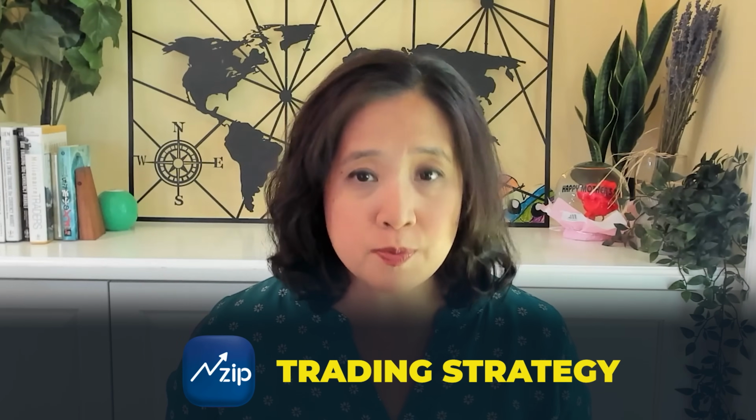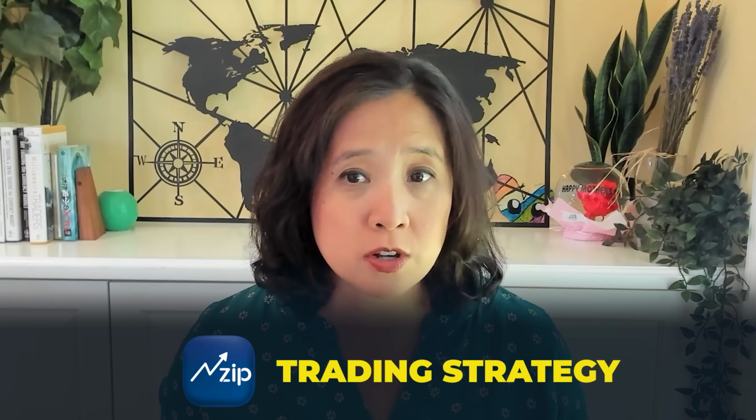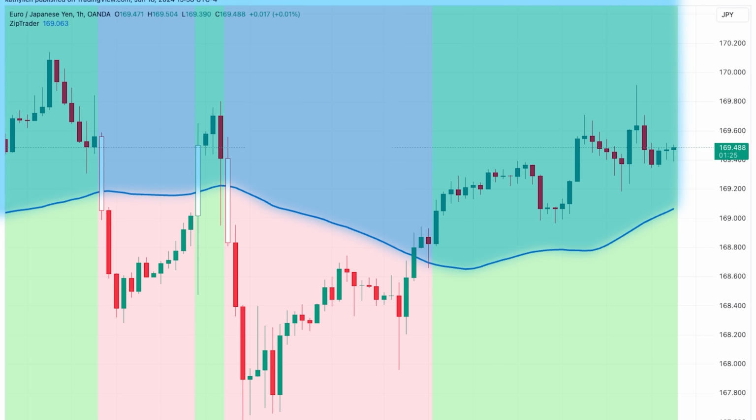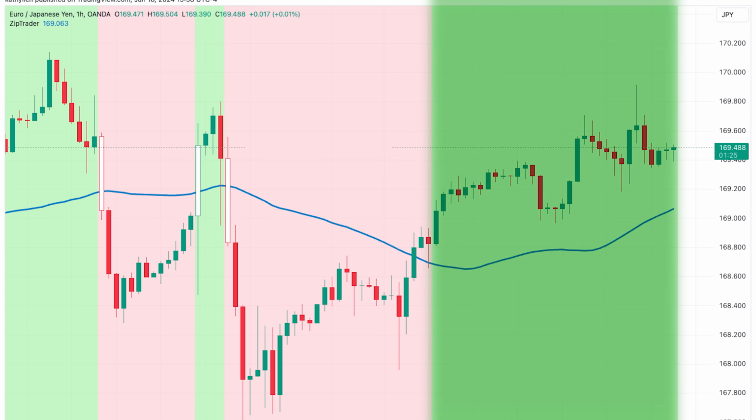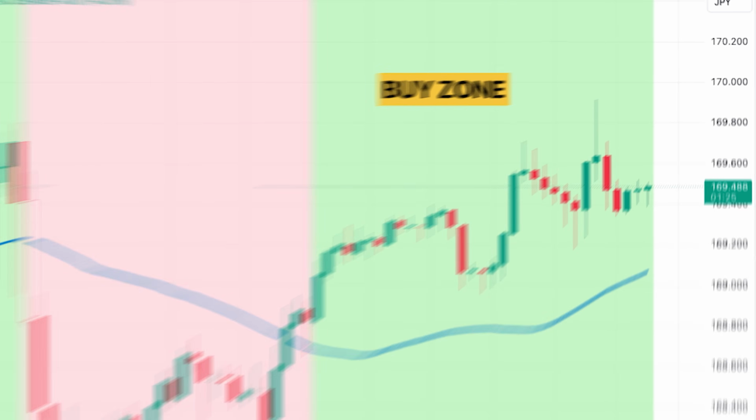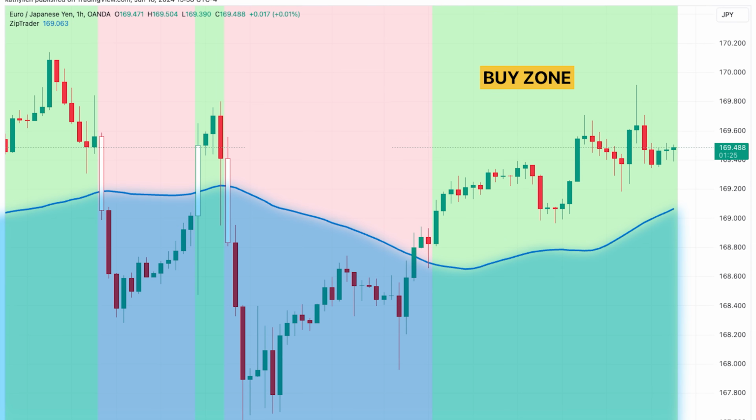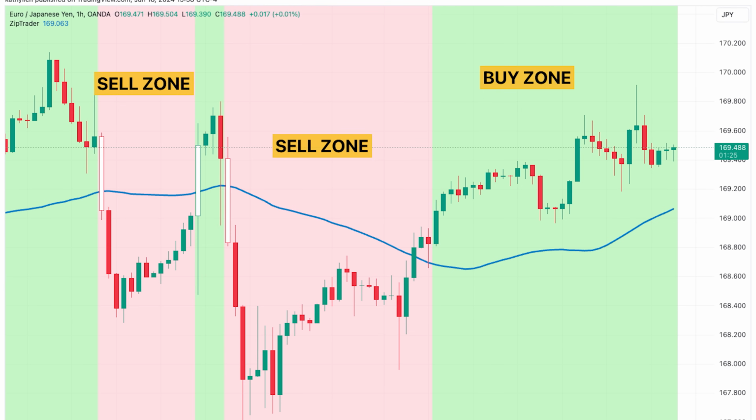If you're not familiar with my ZIP strategy, here's how it works. If the currency pair is trading above the indicator line, and this is a TradingView chart, as you can see here, and the background is green, it is in the buy zone. If the currency pair is trading below the indicator line and the background is red, it is in the sell zone. So you want to buy in the buy zone, sell in the sell zone.